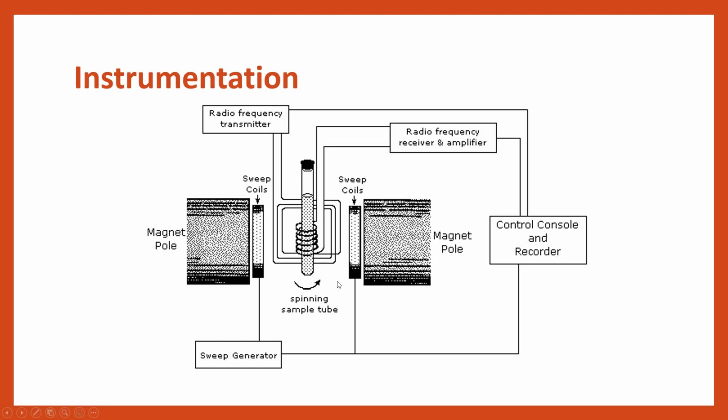Then throughout the whole time that this is being analysed in the instrument, it's going to be spinning, okay? And this is to make sure that there's an even application of the magnetism within the instrument. So we'll have our magnetic poles here, we have sweeper coils. Whatever signal is being generated, we will be able to detect it, okay? So it'll be received and amplified, and then it goes straight to our computer where we'll actually be able to see our spectrum.